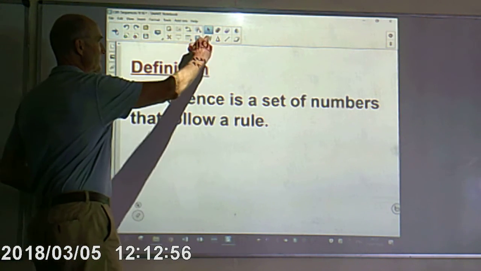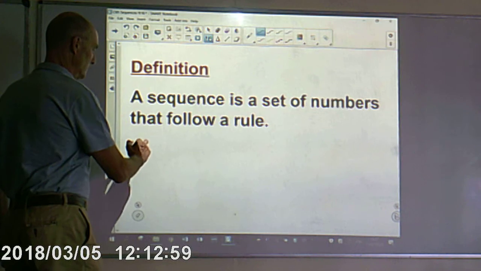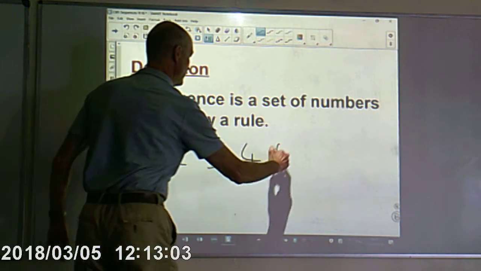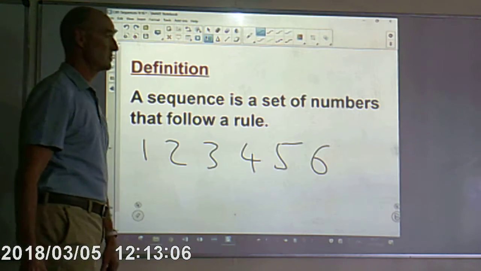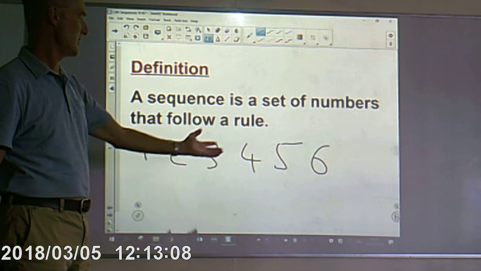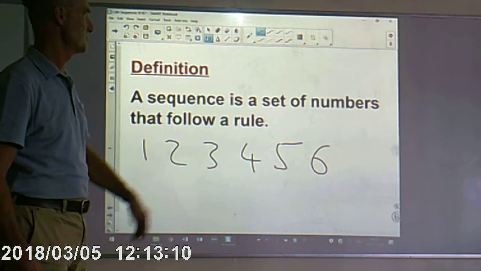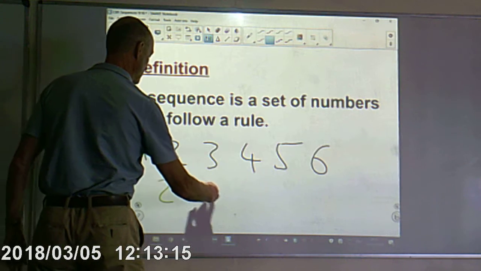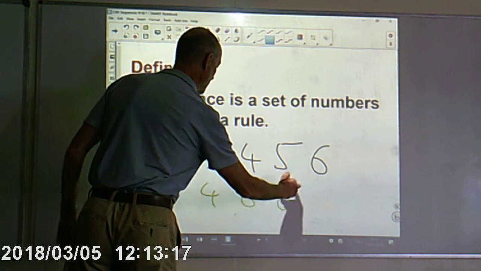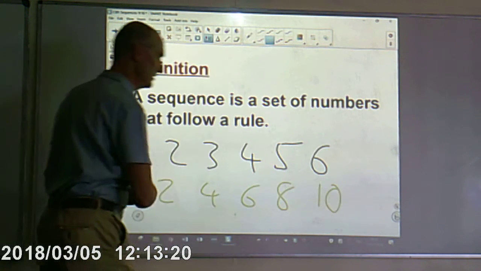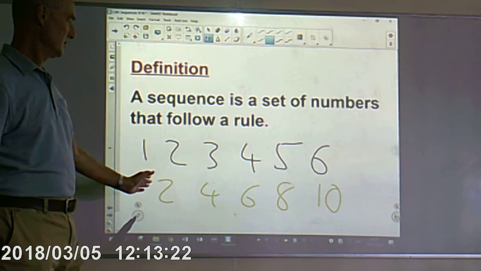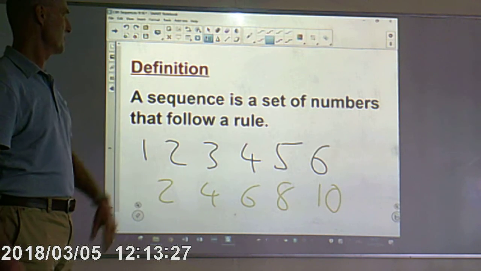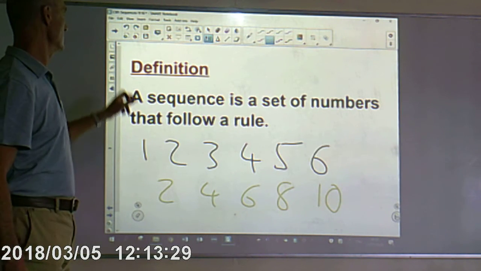So in actual fact, 1, 2, 3, 4, 5, 6. That's a sequence of numbers, isn't it? It follows a rule. That set of numbers increases by 1 each time. Similarly, 2, 4, 6, 8, 10. It's a set of numbers that follow a rule. The numbers increase by 2 each time. So that's all we're talking about, a set of numbers that follow a rule. That is a sequence.